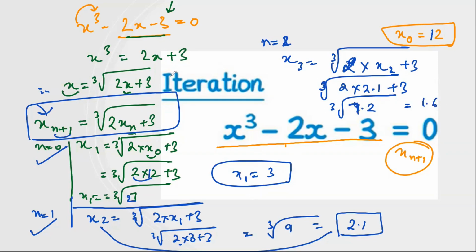So if you see, the value of x naught is 12. Then x1 I got as 3, then x2 I got as 2.1, x3 I got as 1.6. It means the value is decreasing. Every next solution is dependent on the previous one and it is also decreasing. So this is how you can find the next solution using the current one. Every time, with the given equation only, you have to work out the general formula first, and then put values in it. And the x naught value is always given to you in the question. So this is the iteration, everyone.